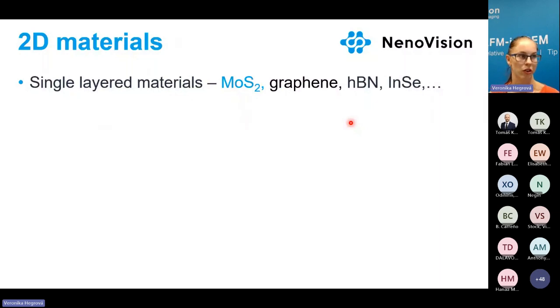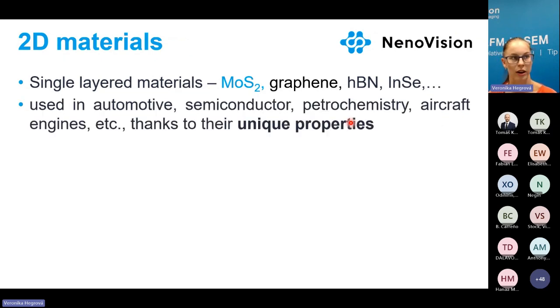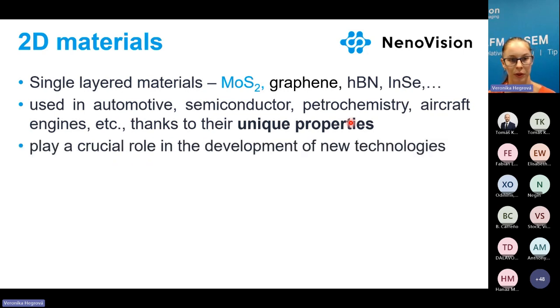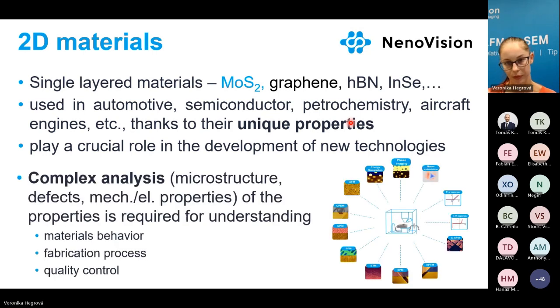What are two-dimensional materials? They are basically single-layered materials, either molybdenum disulfide, graphene, HBN, indium selenide. There are so many of them, and they are studied a lot due to their unique properties, and they are already used in automotive, semiconductor, petrochemistry, etc. They play a crucial role in the development of new technologies, as nowadays everything needs to be faster, better quality. Two-dimensional materials are the ones which can help us achieve that.